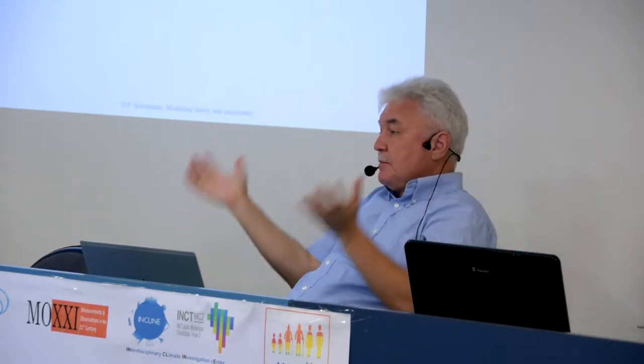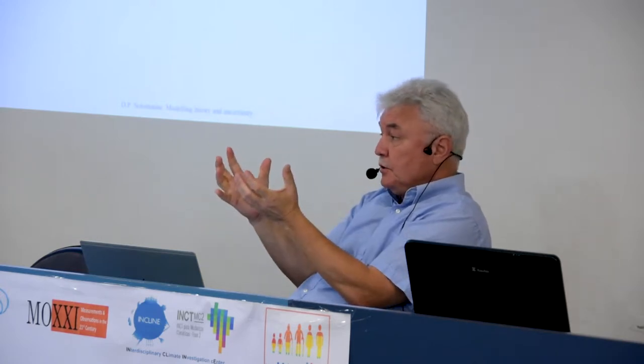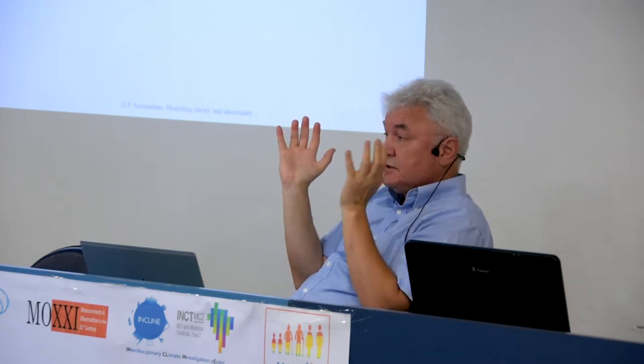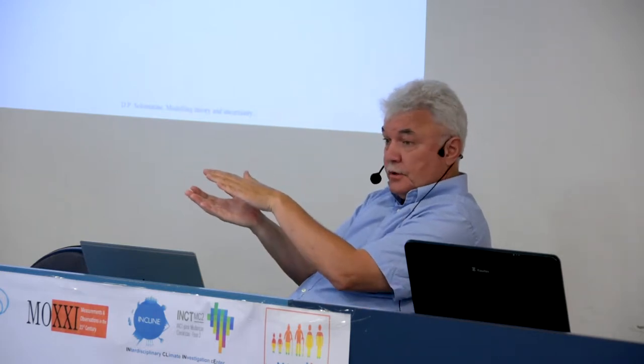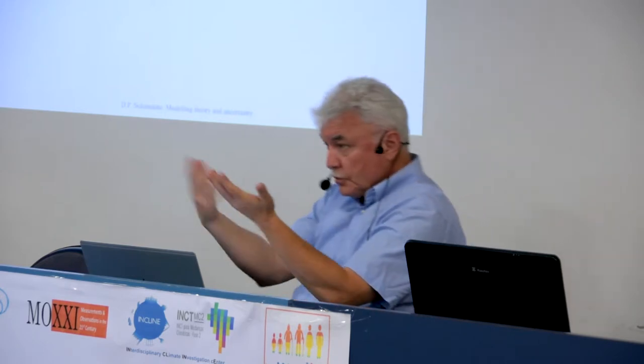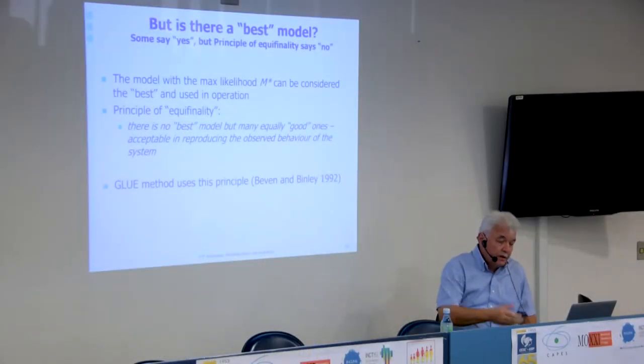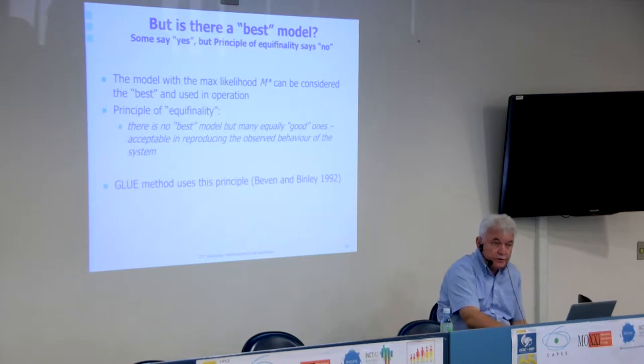So maybe we should give them equal weight, create an ensemble, and this would be our final modeling exercise, to have an ensemble of good models, all equifinal, sort of equal in rights, and average their output, and this is your output. So it's sort of ensemble modeling. That's a principle of equifinality. If you want to read more, read papers of Beven with co-authors in Lancaster University, and you will learn more.